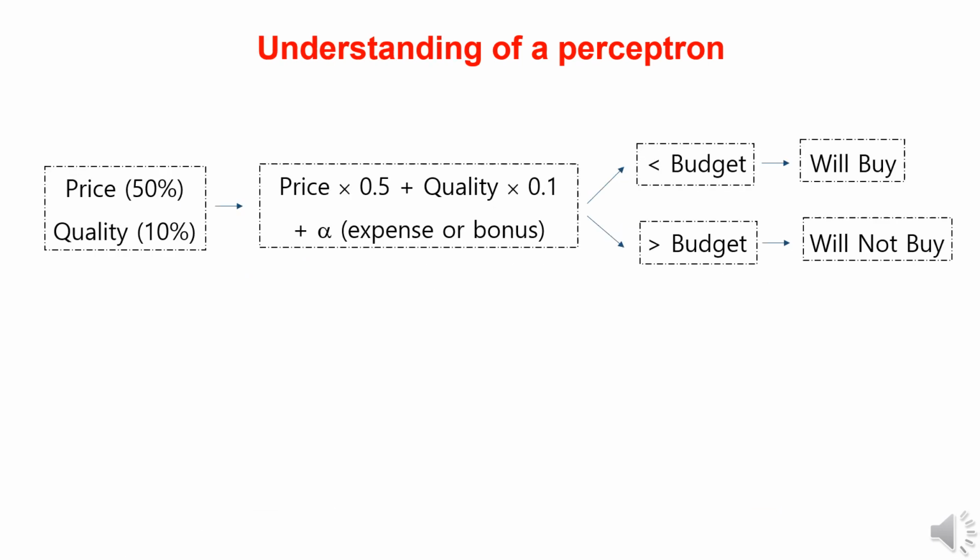Let's explain the structure of a perceptron with a simple example. Imagine a person named Brian is deciding whether to buy a product. His decision is based on two factors, price and quality. However, he considers price more important than quality, so he assigns 50% importance to price and 10% to quality. Now let's introduce some unexpected factors, such as sudden medical expenses or receiving a bonus from work. Taking all these situations into account, if the total cost is less than his planned budget, he decides he will buy the product. If it exceeds his budget, he decides he will not buy it.